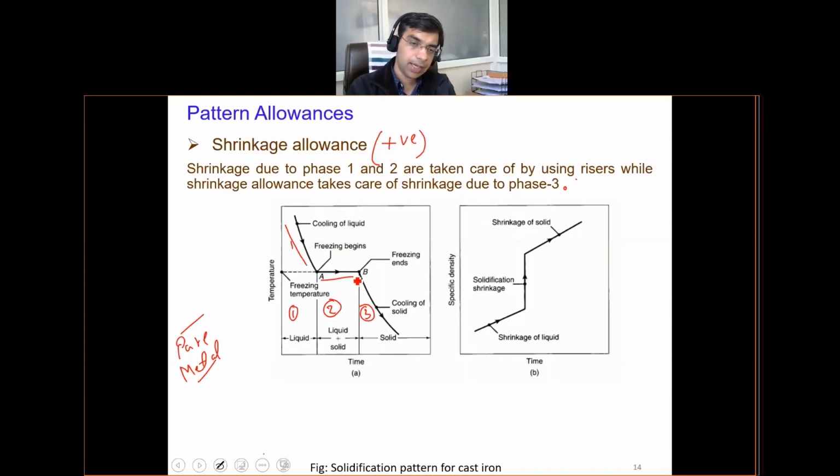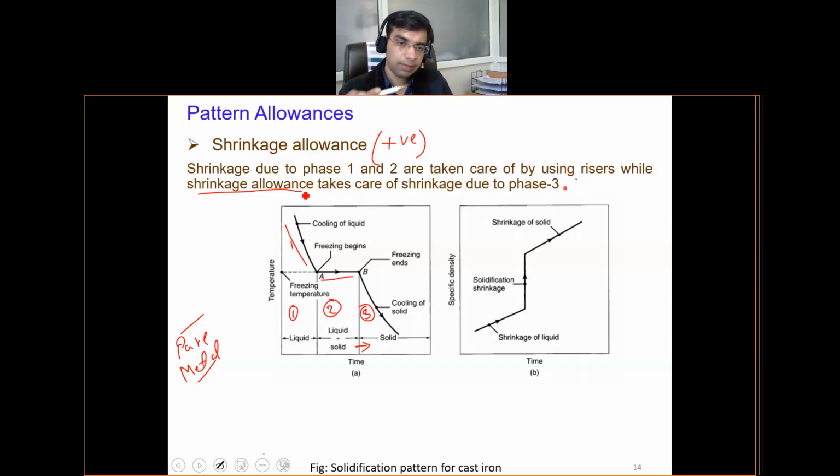And the riser should solidify last, because when it solidifies last, it provides the excess molten material which compensates this shrinkage. But this shrinkage in phase three, that is, once it enters the solid phase, is taken care of by the shrinkage allowance.